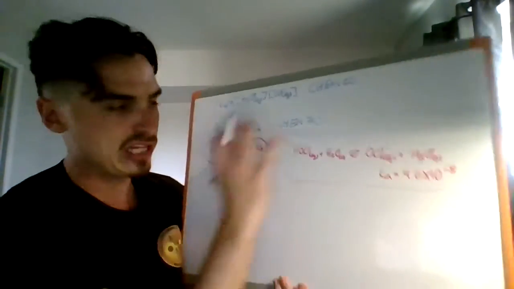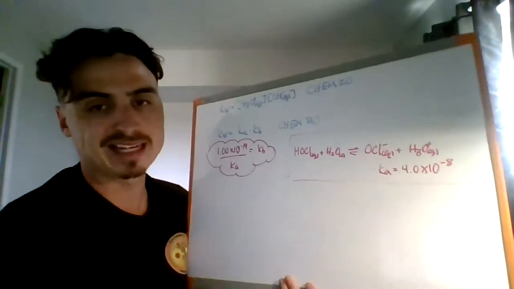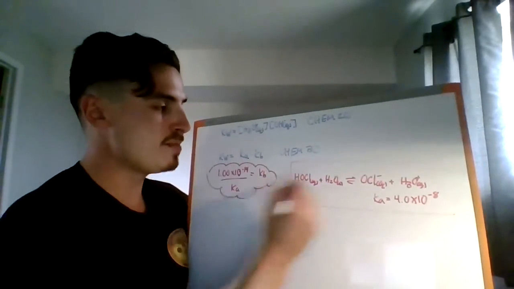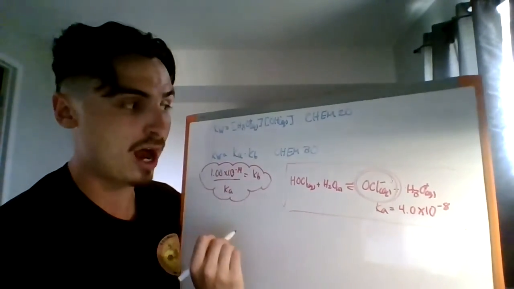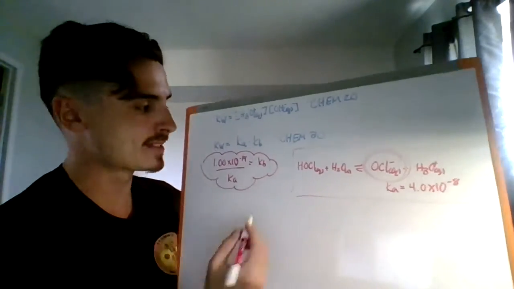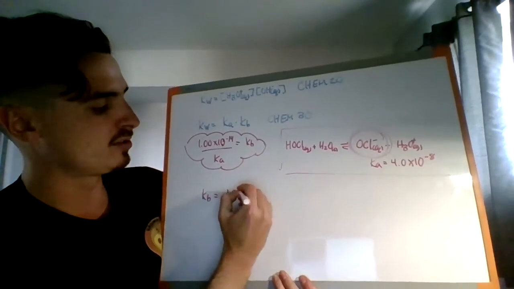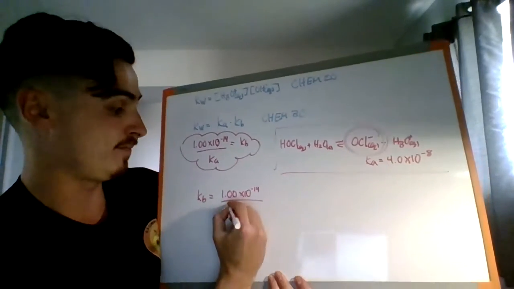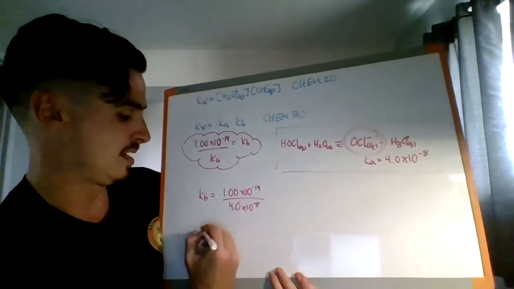Now, I don't care about the acid reaction. This tells me what this is like as an acid. I don't care about that. I want Kb. Kb tells me what this, which is what I care about, the hypochlorite ion, is like as a base. So Kb is 1.00 times 10 to the negative 14 divided by Ka, 4.0 times 10 to the negative 8.